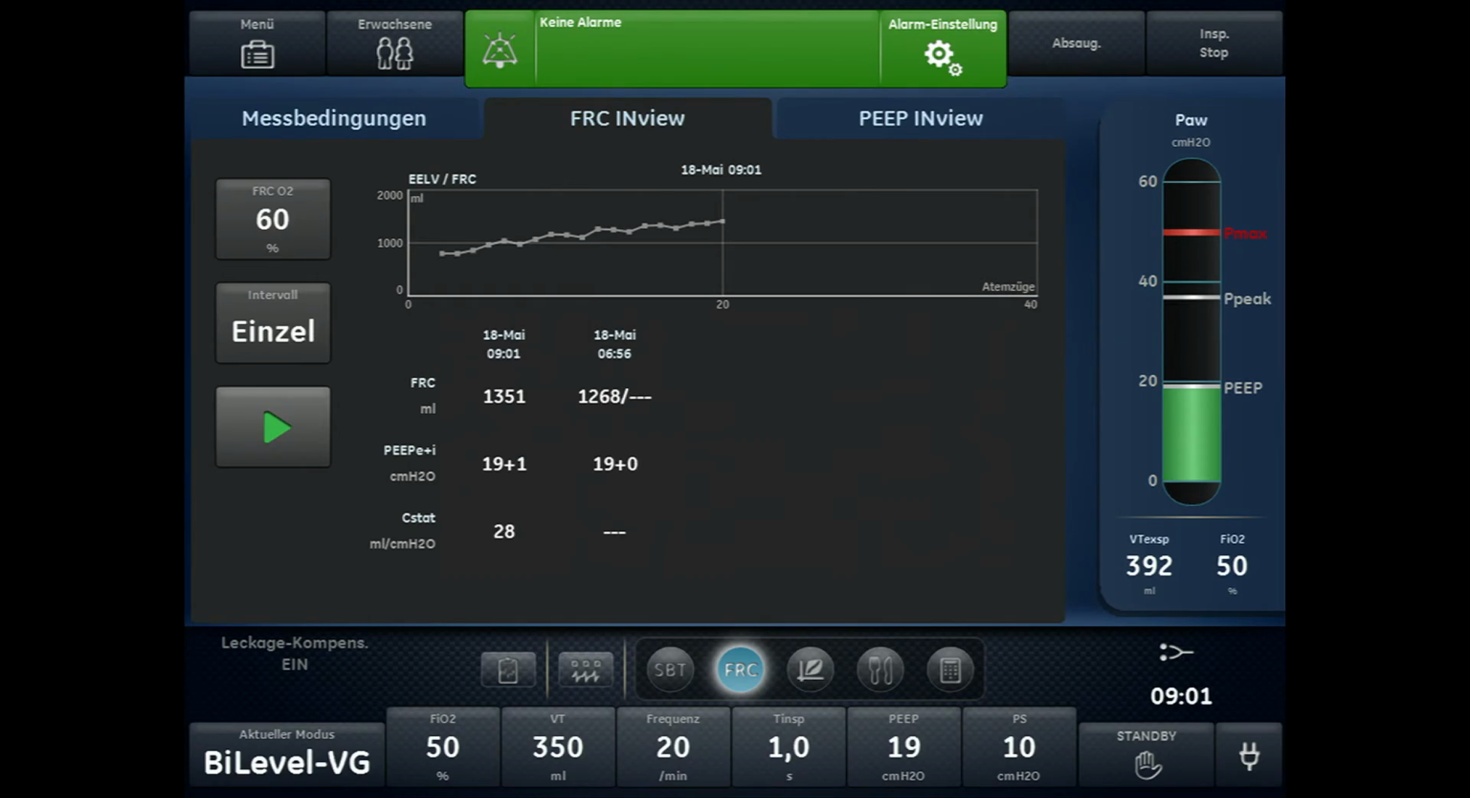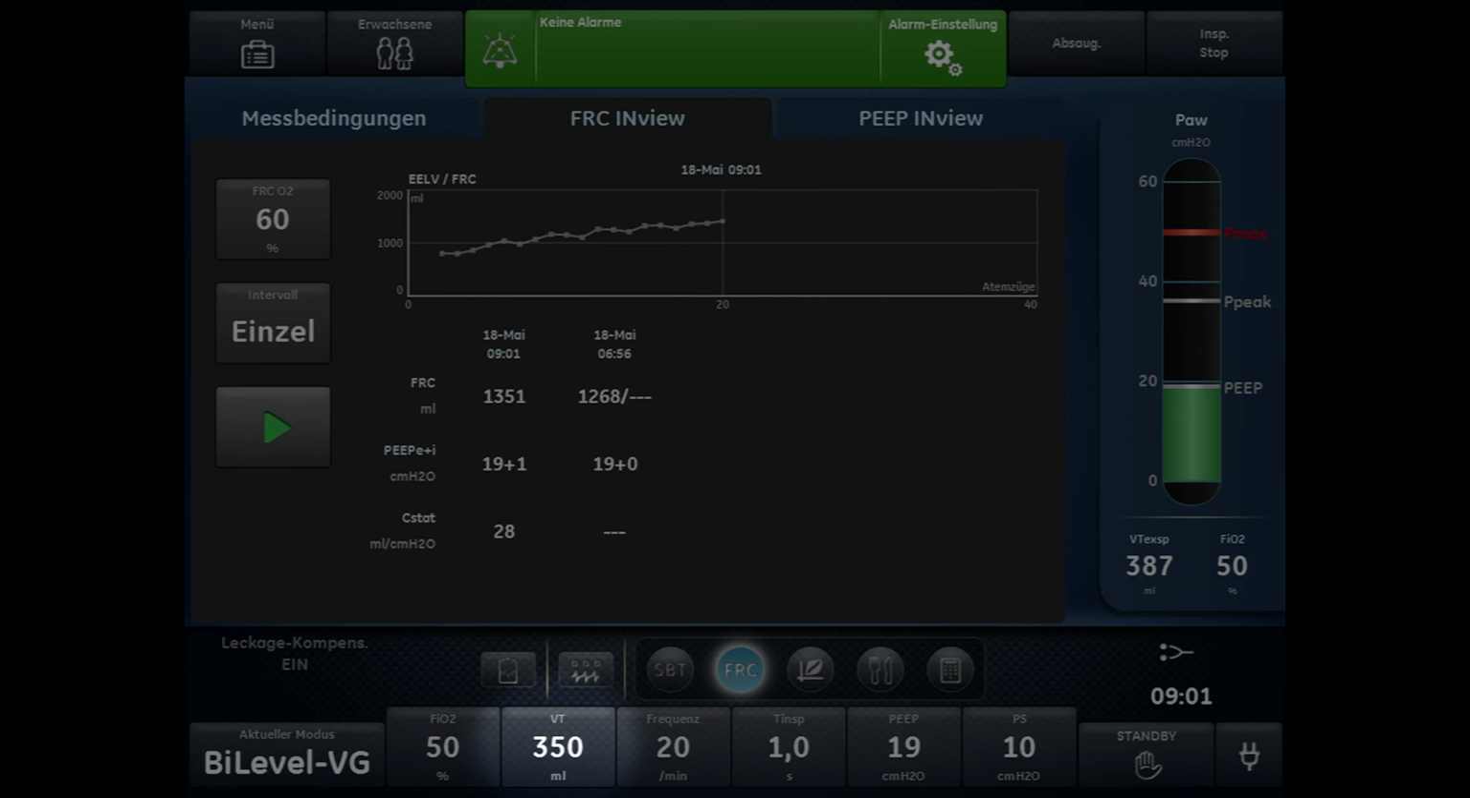We have now seen how the bedside measurement procedure is performed. All that is missing now is an analysis of the results, which we will now perform together. The first thing we see on the ventilator screen is the measured functional residual capacity. This is, in formal terms, the end expiratory lung volume, as the patient is being artificially respirated with a positive end expiratory pressure of 19 centimeters H2O.